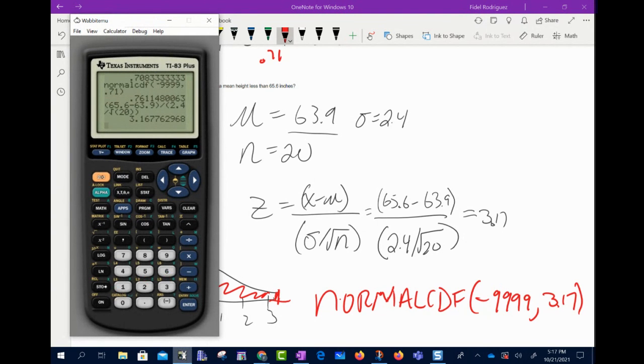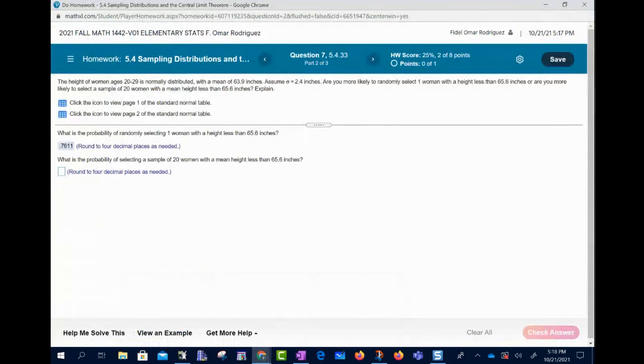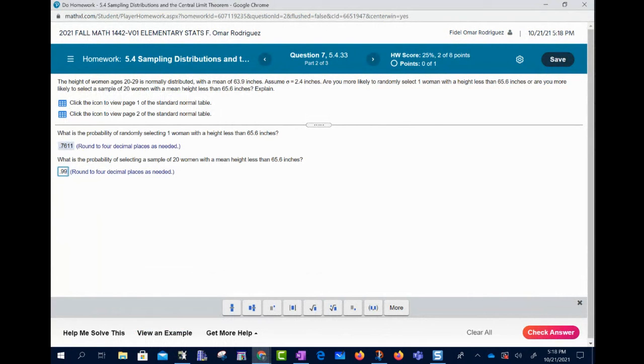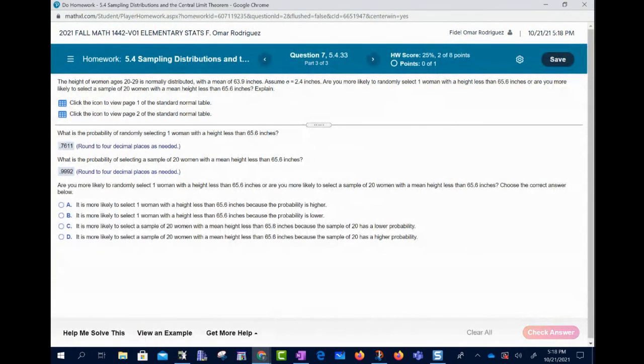Okay, so let's do this on our calculator. Second bars, normal CDF, negative 9999, comma, 3.17. And we should be coming up with a pretty big number. Yeah, 0.9992 is what I'm coming up with. So right here, we'll put 0.9992. Right, excellent. Okay, so which one is greater?